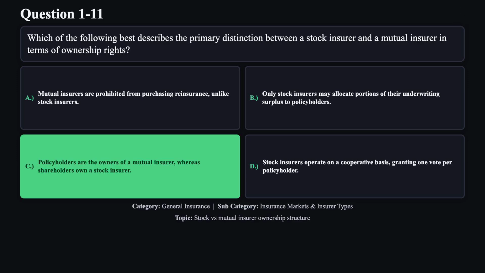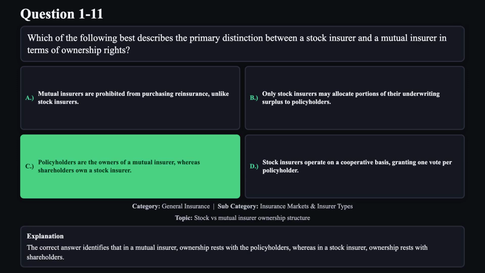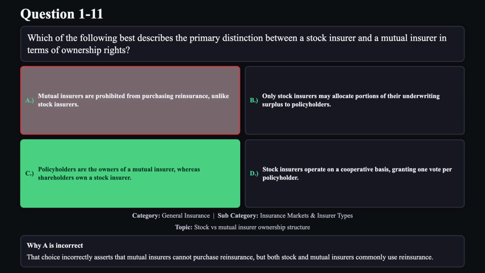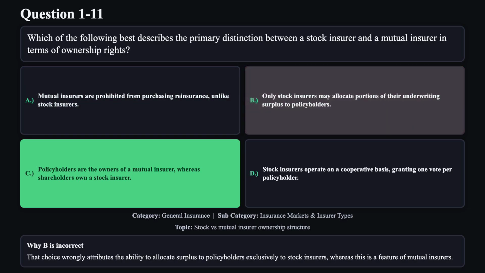The correct answer is C. The correct answer identifies that in a mutual insurer, ownership rests with the policyholders, whereas in a stock insurer, ownership rests with shareholders. Reason A is not correct. That choice incorrectly asserts that mutual insurers cannot purchase reinsurance, but both stock and mutual insurers commonly use reinsurance. Reason B is not correct.